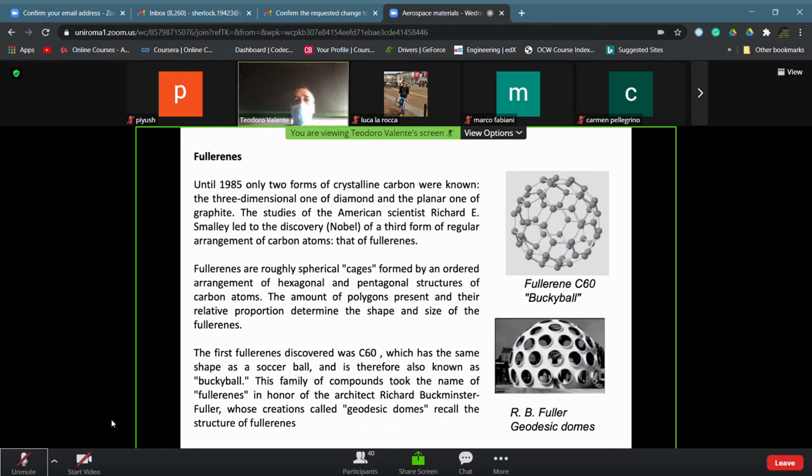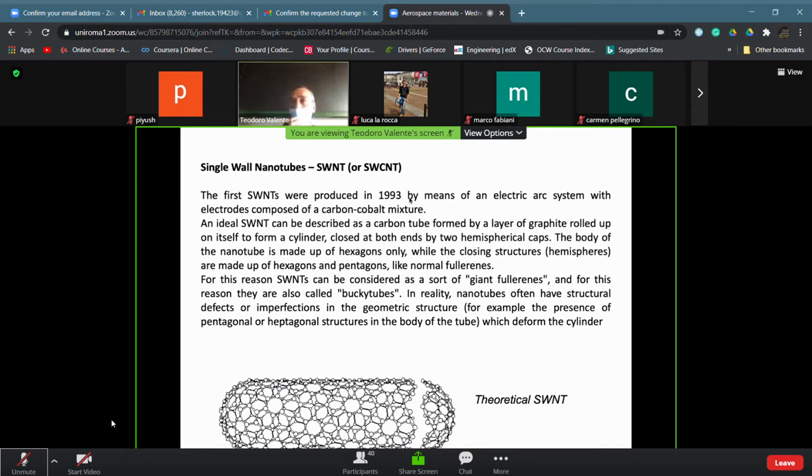Now, single-walled carbon nanotubes. They were produced for the first time in '93. So again, we are on the scale of developing new materials in a very short time up to now, by means of a special process technology, which was an electric arc system, using electrodes composed of carbon. It can be described as in this picture.